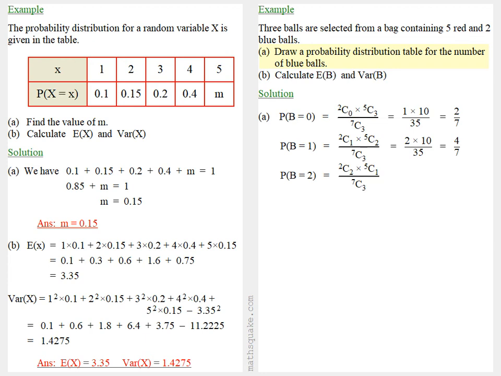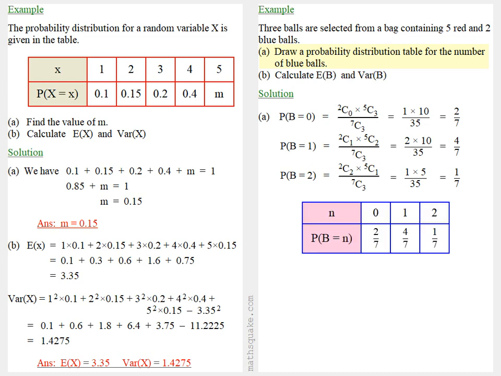And to get 2 blue balls, we've got to get 2 blue balls out of 2 and 1 red ball out of 5. So that's 2C2 times 5C1 over 7C3, or 1 times 5 over 35, which is 1 over 7. And so we can fill in the table. The number of blue balls can be 0, 1 or 2, with probabilities 2 over 7, 4 over 7 or 1 over 7. Now in part B, we're asked to calculate the expectation and the variance of B.